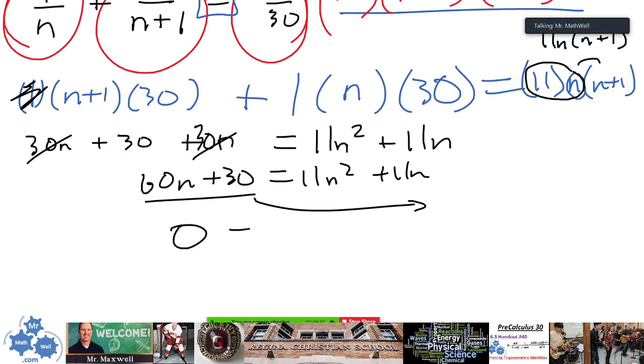So let's see. I'm going to have 0 over here because I'm going to get rid of everything. I'm going to have 11n squared. Now, if I subtract 60n, that's how I get rid of this over on the left side. I need to subtract 60n here. So 11 minus 60n, that's going to be what? Negative 49? Negative 49n. And then minus 30.